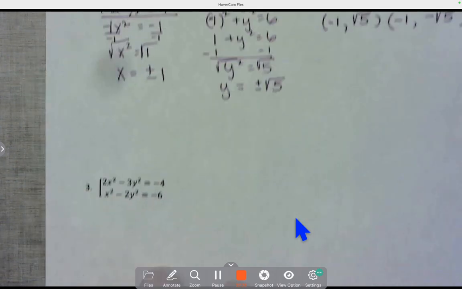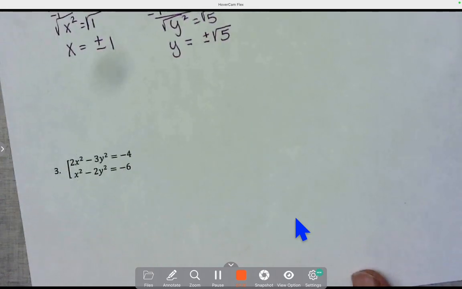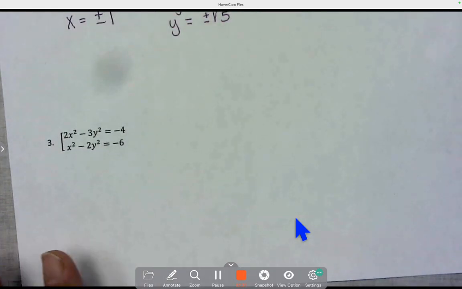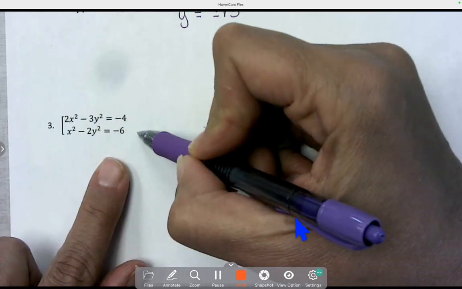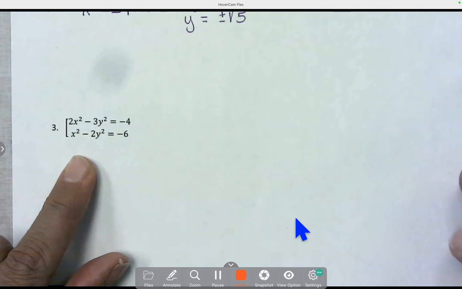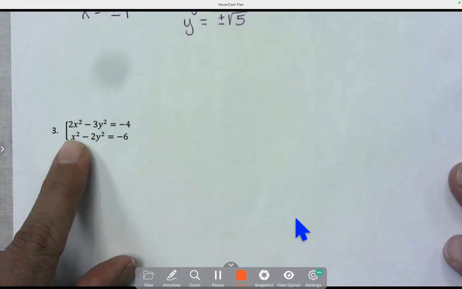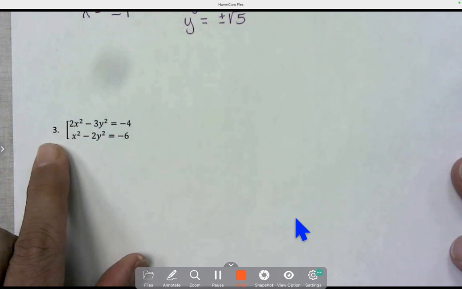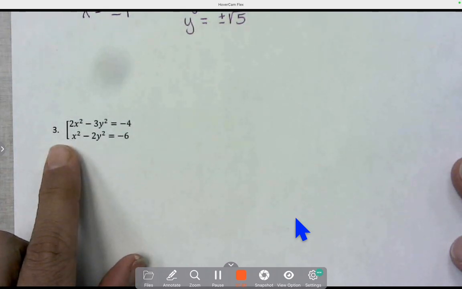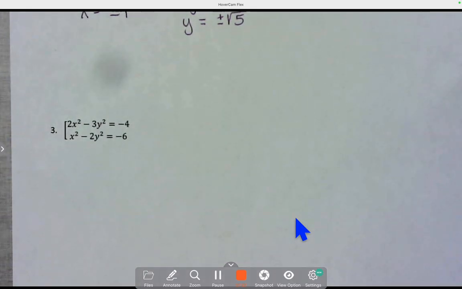All right, number 3 is going to be similar. You're going to do this on this blue paper that I give you when you work in groups, but I'm just going to start you off with this. Same type of functions, x squared and y squared and a constant term. The only problem with this is nothing's going to cancel out if you try to add these two together, right? So we need to multiply something to one of these equations or both to get something to cancel out.